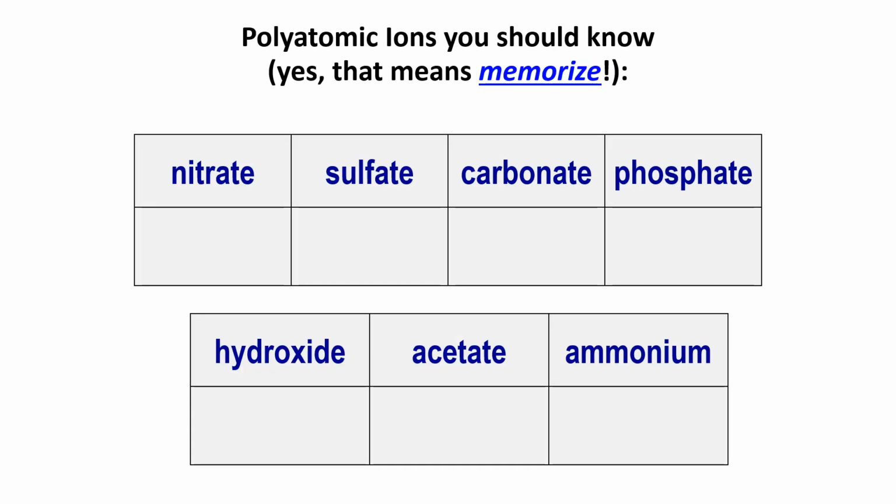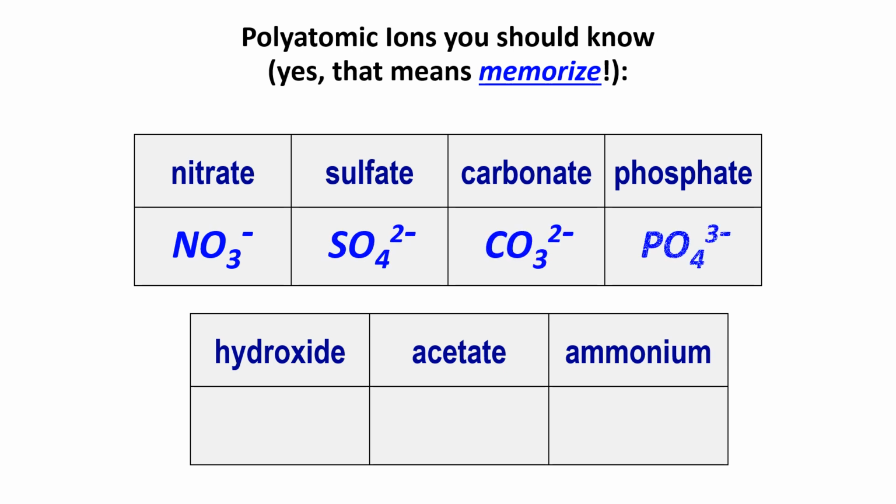Sometimes a group of ions bond together to form an ion. These ions are called polyatomic ions. They are treated as one ion in the compound. They can be positive or negative. Here I showed the 7 most commonly used polyatomic ions. So there are nitrate, sulfate, carbonate, phosphate, hydroxide, acetate, and ammonium.